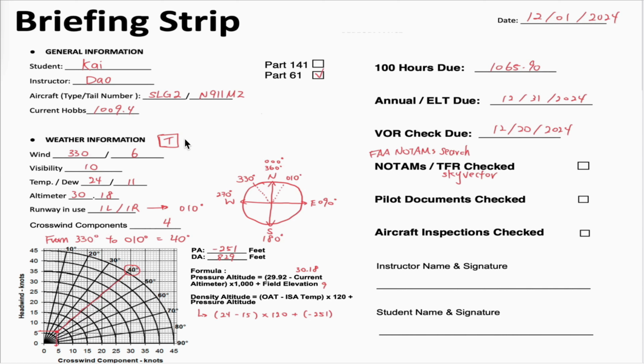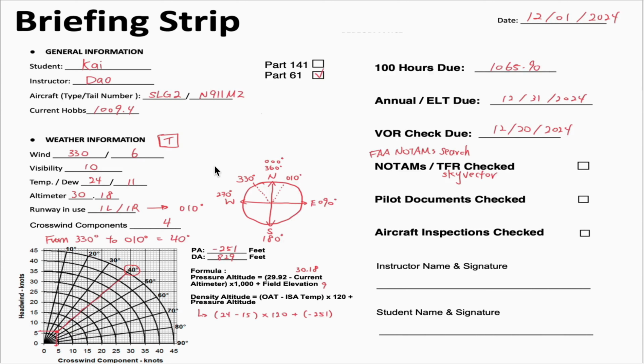Okay, so we'll pause there for the ATIS. Right now we have information Tango: the winds are from 330 degrees at 6 knots, visibility 10 miles, temperature 24, dew point 11, altimeter 30.18 inches of mercury. Over here you can see the runway in use is 1 left and 1 right, which means after the airplane takes off, you'll be facing 010 degrees. From the compass rose that I drew over here, you can see a heading of 010 will be slightly right side of the north.